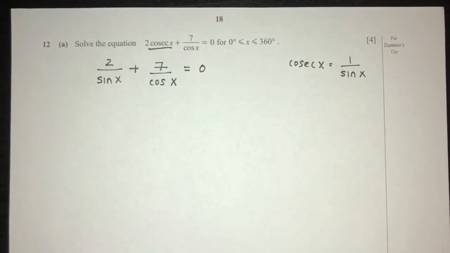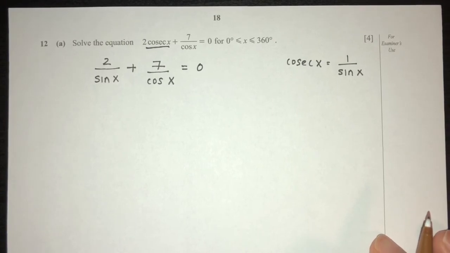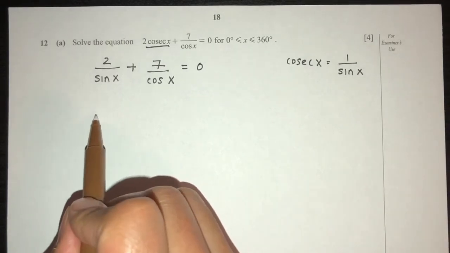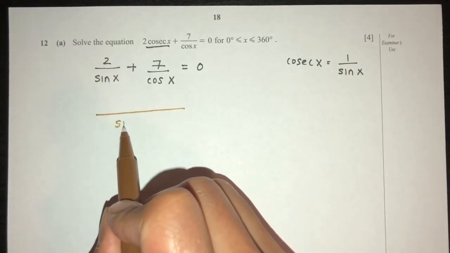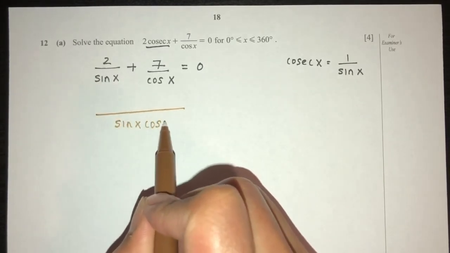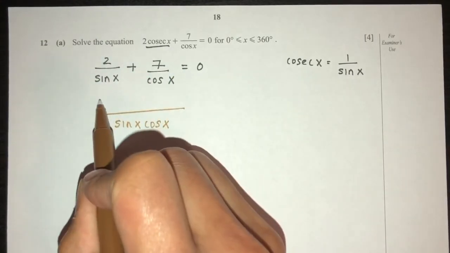Now basically we have two fractions with different denominators. How can you make the denominators the same? You can just multiply them by each other, so sin x times cos x. Then we cross multiply.